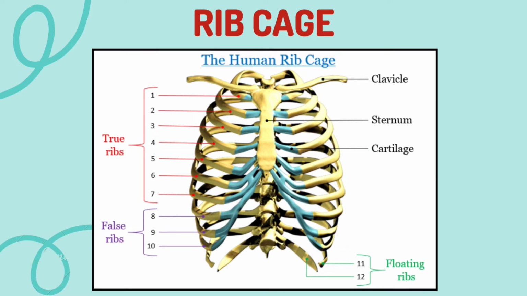So if we talk about the ribs, the 24 ribs originate between the thoracic vertebrae and end in the wall of the thoracic cavity. Ribs 1 to 7 are called true ribs and ribs 8 to 12 are called false ribs.